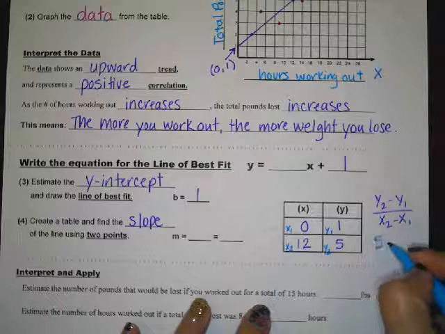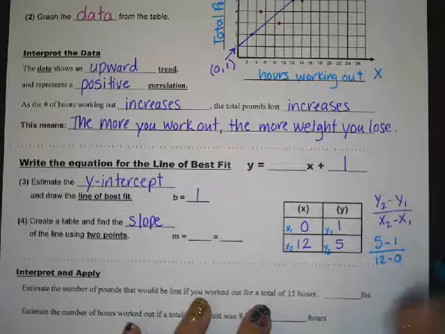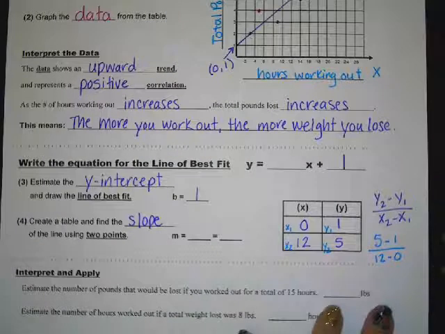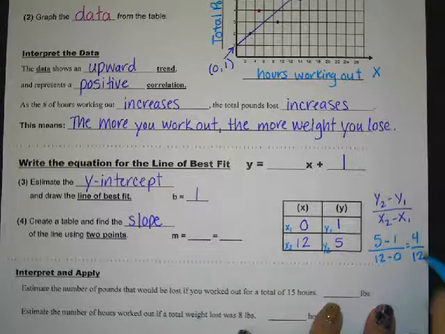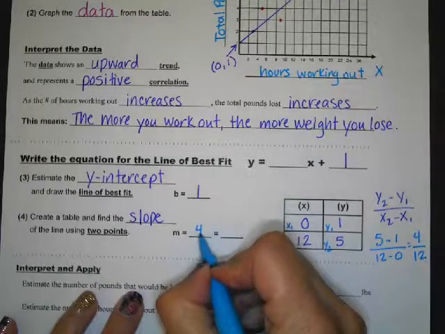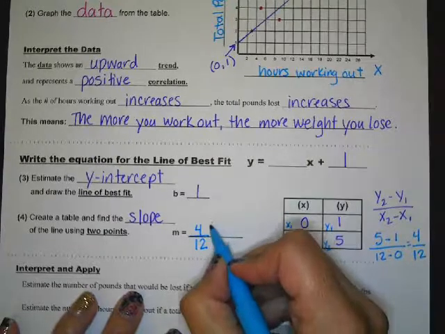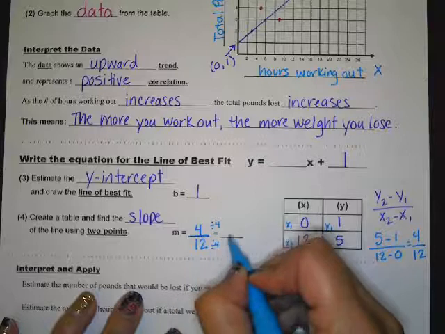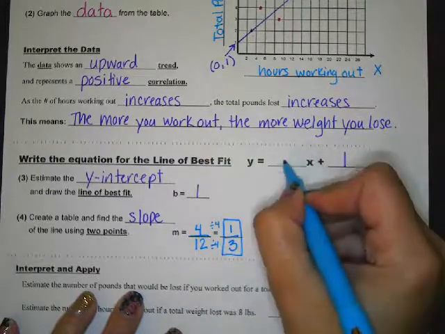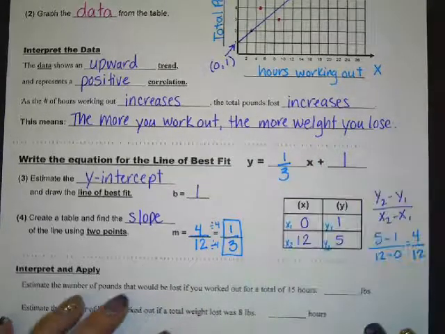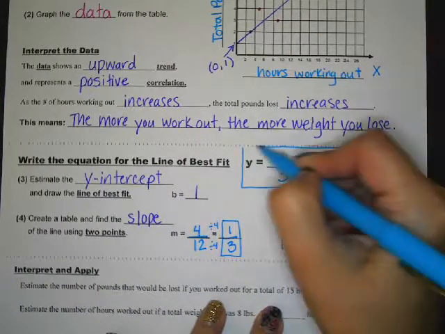So we have 5 minus 1 over 12 minus 0. All right, so we end up with 5 minus 1 is 4, 12 minus 0 is 12. So we end up with a slope that is 4 over 12, which is the same thing. We can divide by 4 and get 1 over 3. So this is going to be my slope. So my slope is 1/3 x plus 1. So that's my final answer. This is my line of best fit.